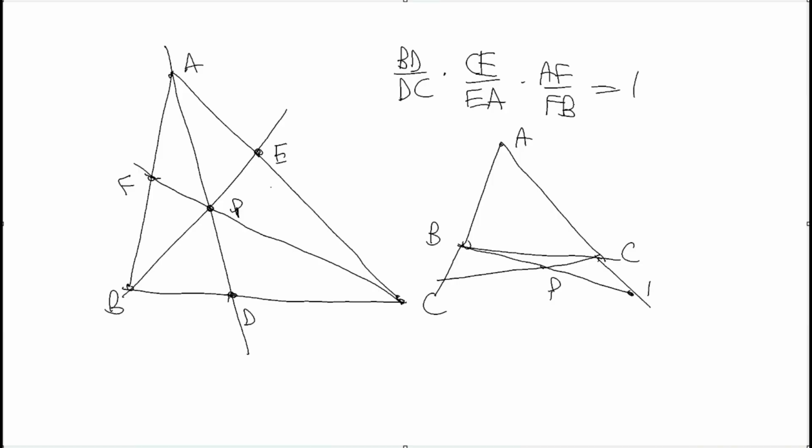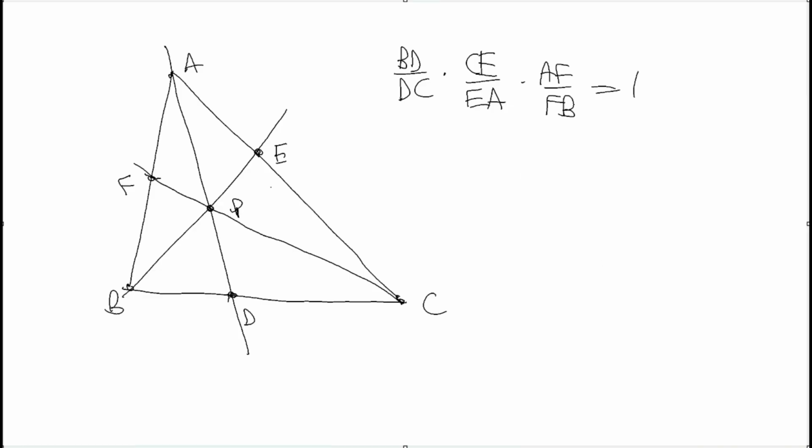All right, so how do we prove that the 3 lines being concurrent implies that this quantity here is equal to 1? Well, there are 2 cases we have to consider. The first one is where P lies inside the triangle. In this case, the strategy is to use areas.